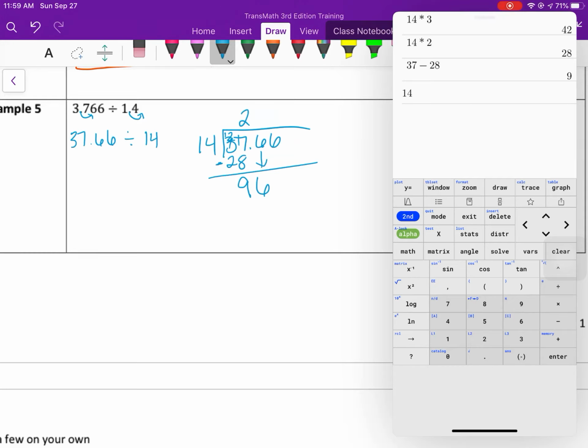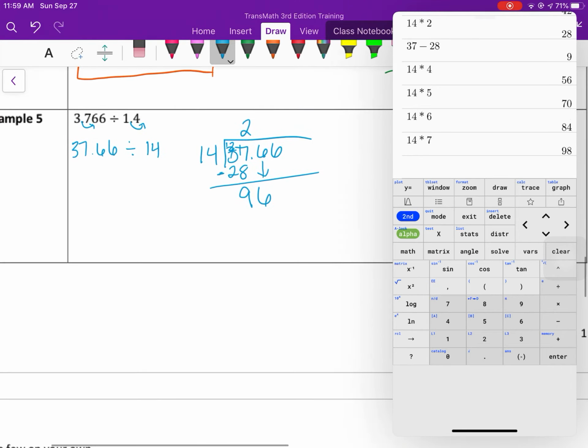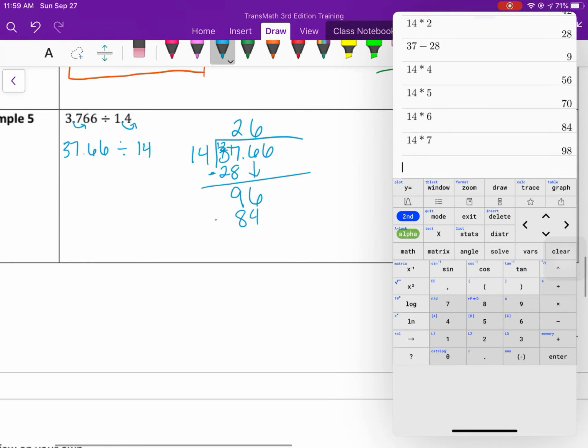Now how many times does 14 go into 96? Let's see, 14 times 4 is 56, 14 times 5, 70, 14 times 6, 84, 14 times 7, 98. So it's only going to fit in there 6 times. So the 6 goes up here, and then 14 times 6 is 84. So we're going to subtract. 6 minus 4 is 2. 12, bring down the 6.